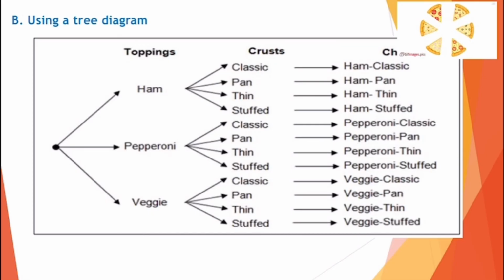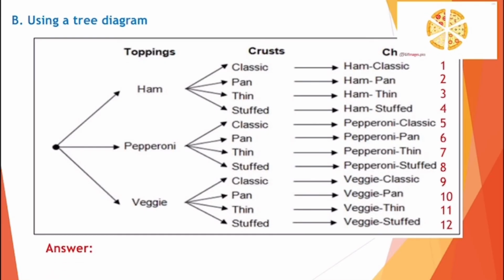Now, as you can see, how many choices do we have? Like when using a table, we have 12 choices in this tree diagram. Like in using a table, we have 12 possible results or 12 possible choices. So it's up to you which method you want to use, either a table or a tree diagram.